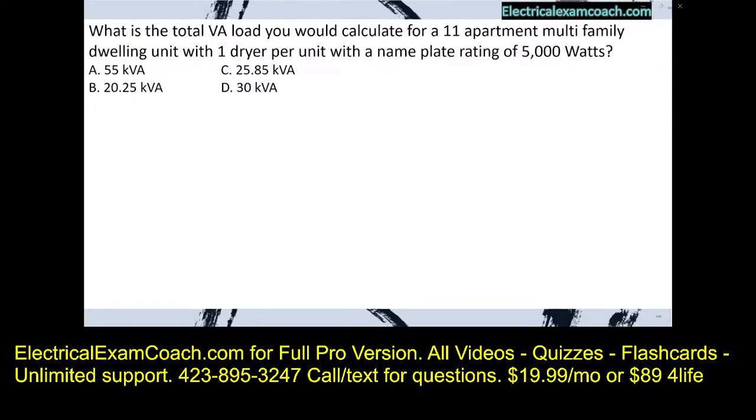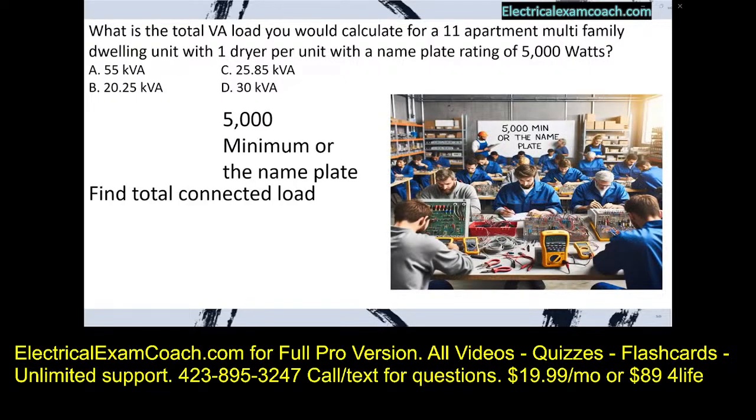What is the total VA load you would calculate for an 11 apartment multifamily dwelling unit with 1 dryer per unit and a nameplate rating of 5,000 watts? First, we're going to find our total connected load. We know that it's a 5,000 minimum or the nameplate, whichever is larger. We take our 11 units, multiplied by 5,000, and that equals 55,000 VAs.